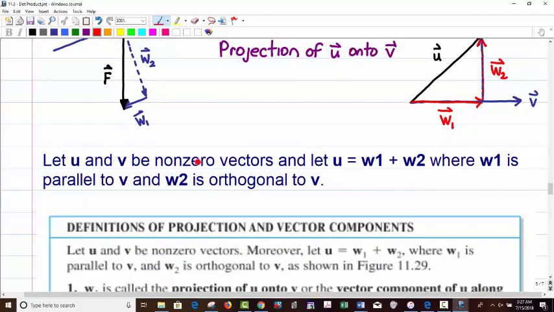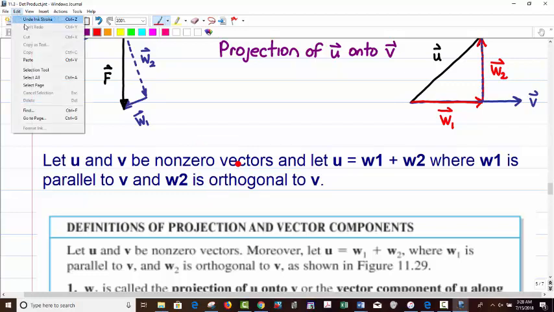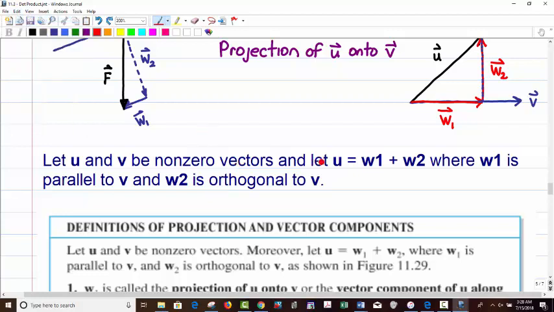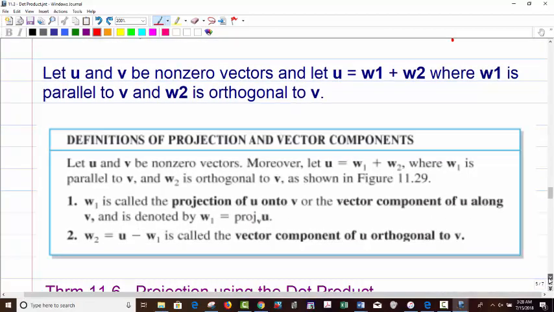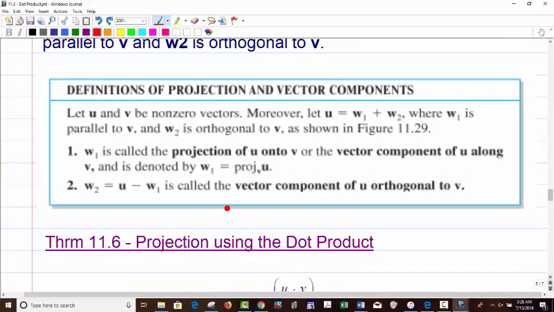So u and v are going to be non-zero vectors, and u will equal W1 plus W2, where W1 is parallel to v. Now, of course, it could be going the opposite direction of v, sort of like the boat example up here. Remember, any scalar multiple, negative or positive, is still parallel. And W2 would be orthogonal to vector v. All right.